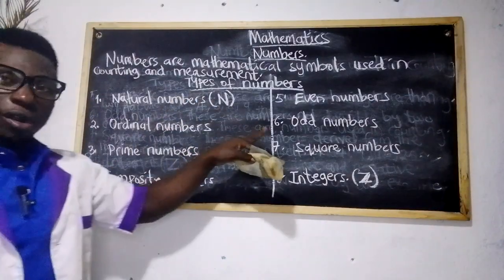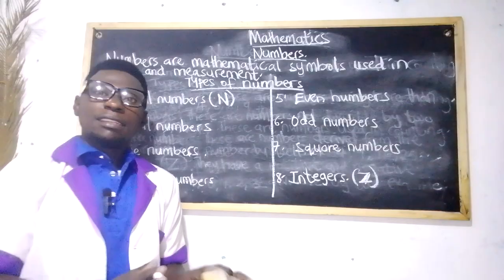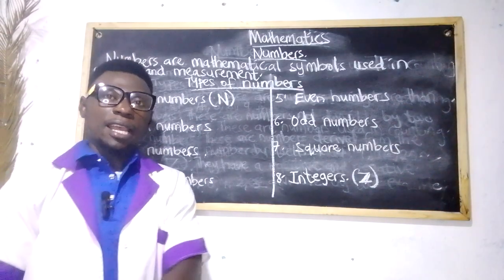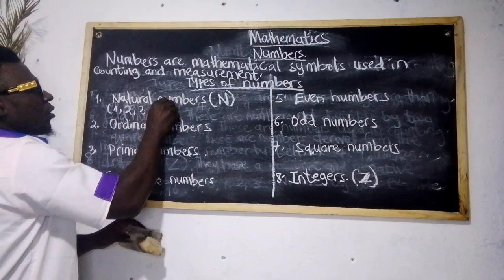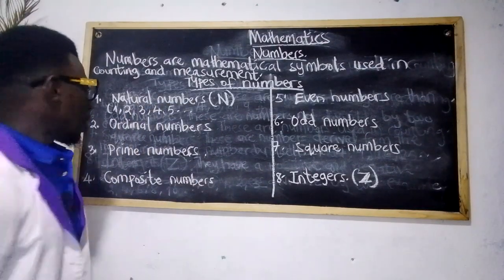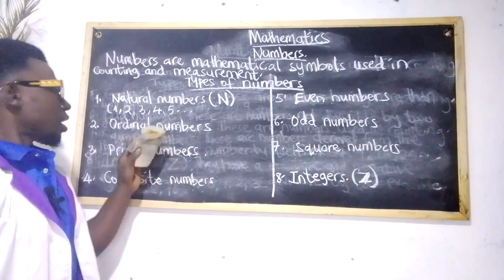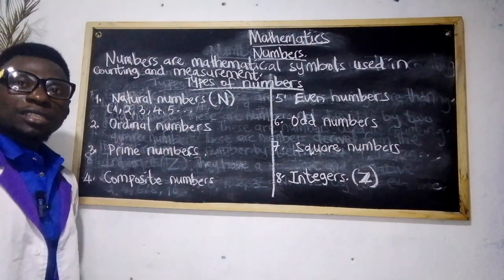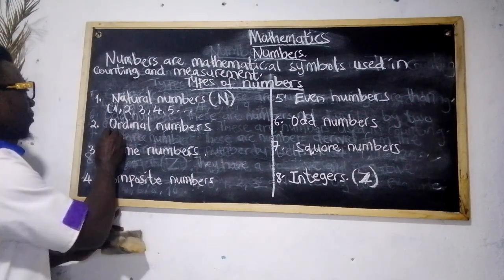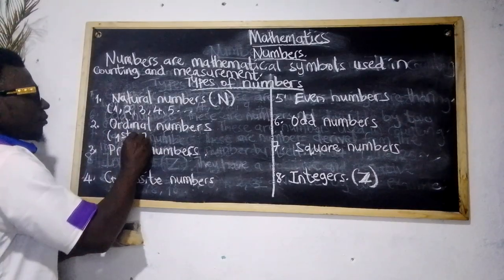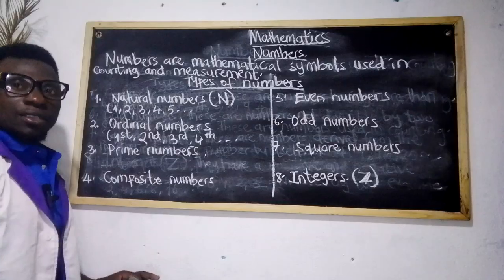So, what are natural numbers? Natural numbers are numbers that are used in counting, as simple as that. Examples of natural numbers we have 1, 2, 3, 4, 5, and so on and so forth. Next type of number we have ordinal numbers. Ordinal numbers are numbers that are used in ranking, used in ordering. Examples of ordinal numbers we have first, second, third, fourth, and so on and so forth.